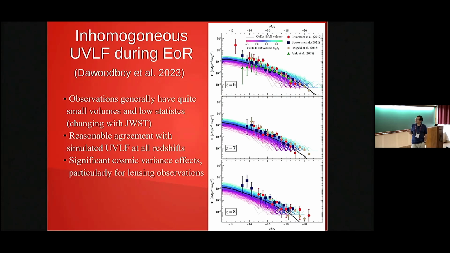Then if you compare to observations, they tend to have very small volumes and low statistics because of the very small field of view. JWST is helping with that, but it's still hard and still a relatively small volume, but at least the number of galaxies is a lot larger. And we get a reasonable agreement with all these luminosity functions, although there are still significant cosmic variance effects, especially if you do lensing observations.